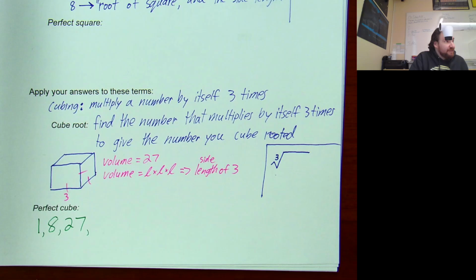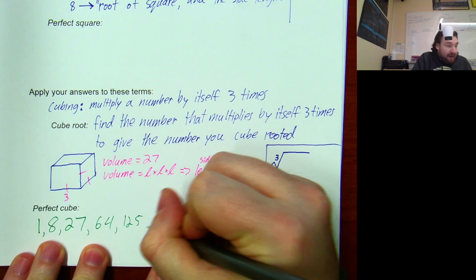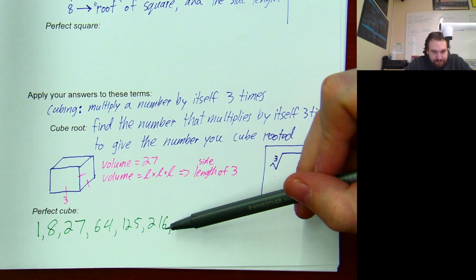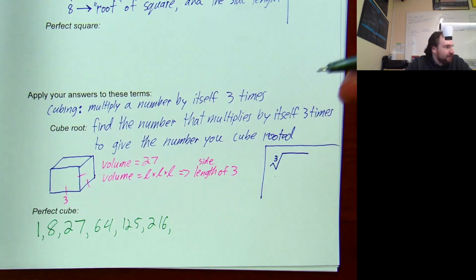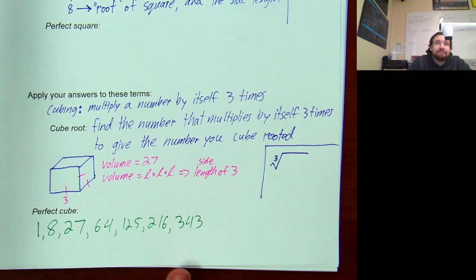25 times 5 is? 125. It's correct. 216 is the next one. That's 6 cubed. 7 cubed. I like it. It's an aesthetically pleasing number. Looks pretty. It's 343. So that's 5, 6, 7 cubed.